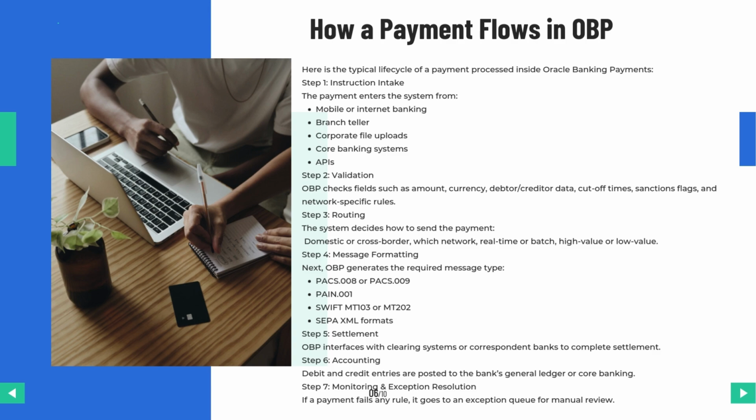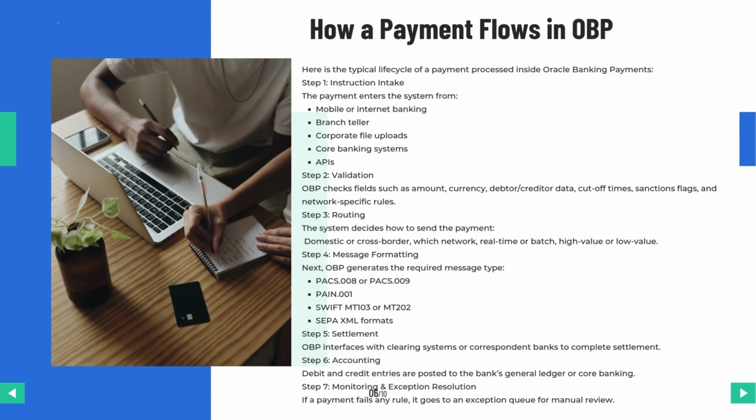OBP checks fields such as amount, currency, debtor/creditor data, cutoff times, sanctions flags, and network-specific rules. Step 3. Routing. The system decides how to send the payment, domestic or cross-border, which network, real-time or batch, high-value or low-value. Step 4. Message formatting. Next, OBP generates the required message type, PACS.008 or PACS.009, PAIN.001, SWIFT MT103 or MT202, SEPA XML formats.